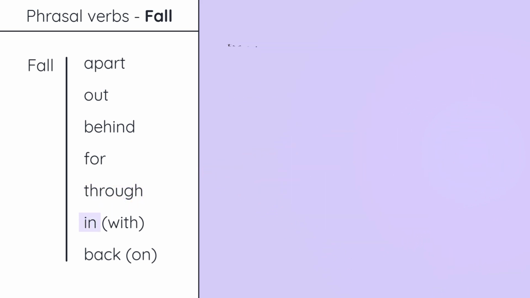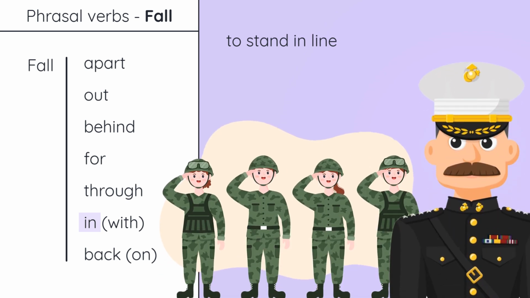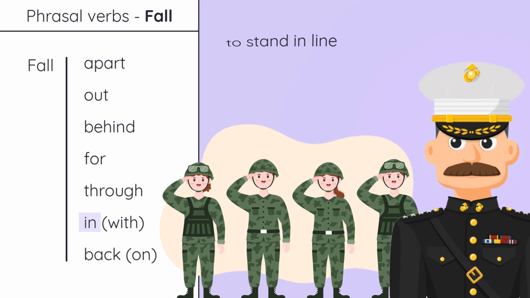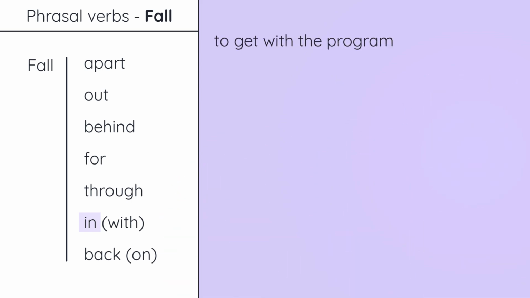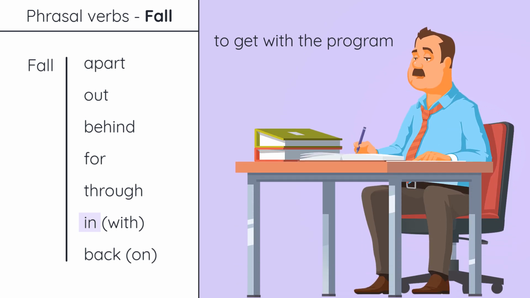Fall in. This is more like military. When a drill sergeant says, "Fall in," everybody stands in a straight line. We all fall in line. It also basically means get with the program or do what you're supposed to do. In a company, a boss, for example, a supervisor, wants all his staff to fall in line with the program. He wants everybody to understand and follow what is needed to be done.